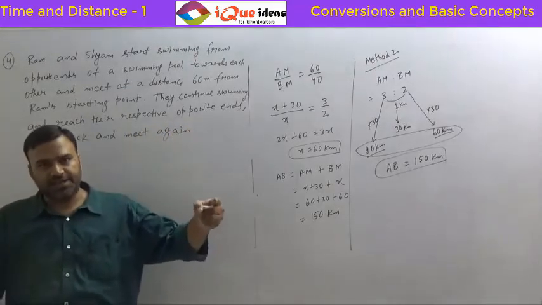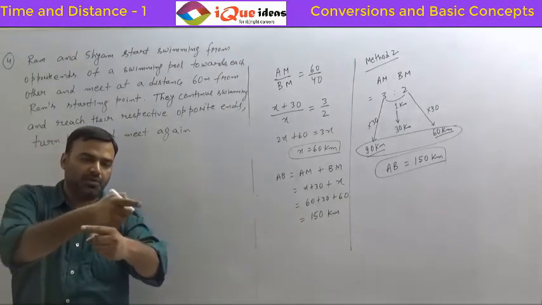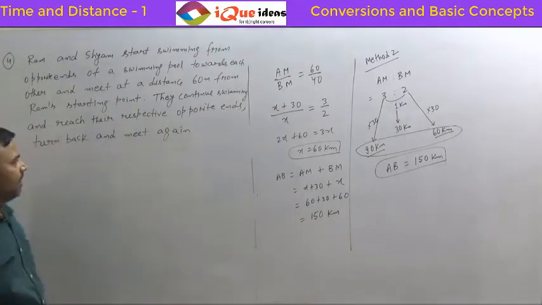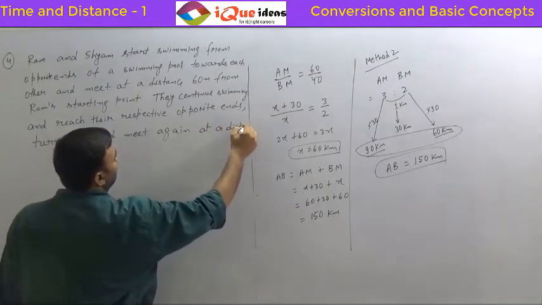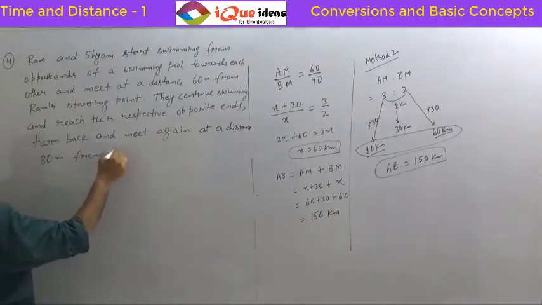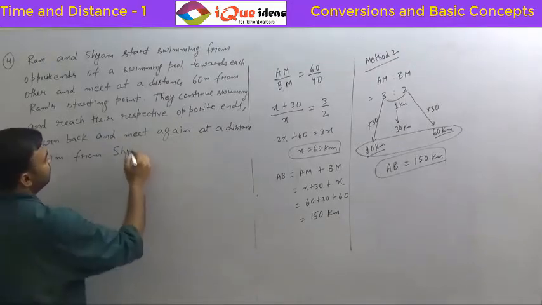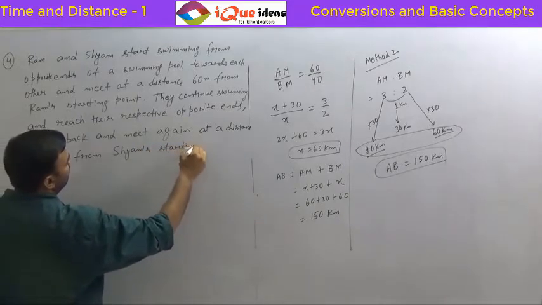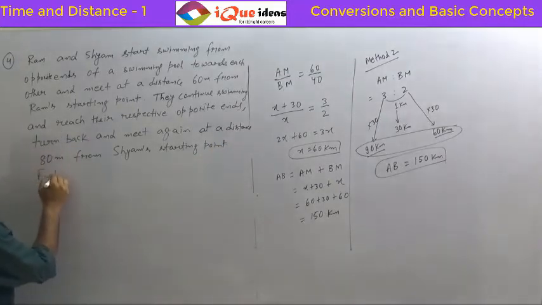Suppose they start from opposite ends. One person starts from here, one person starts from here. They go like this, they meet, they go to the opposite ends, again turn back. Obviously again they will meet somewhere. So they meet again at a distance of 80 meters from Shyam's starting end. Now the question is, find the length of the pool.